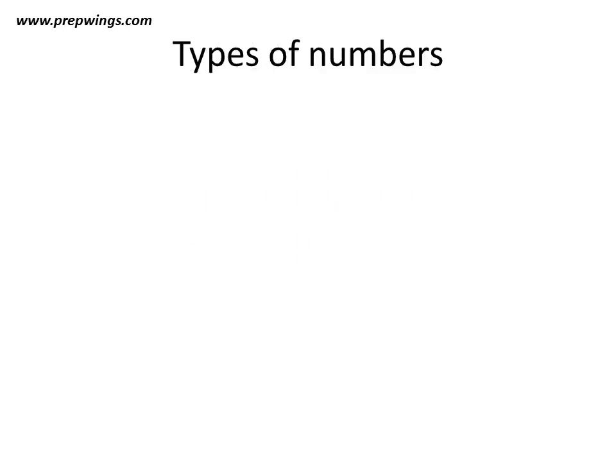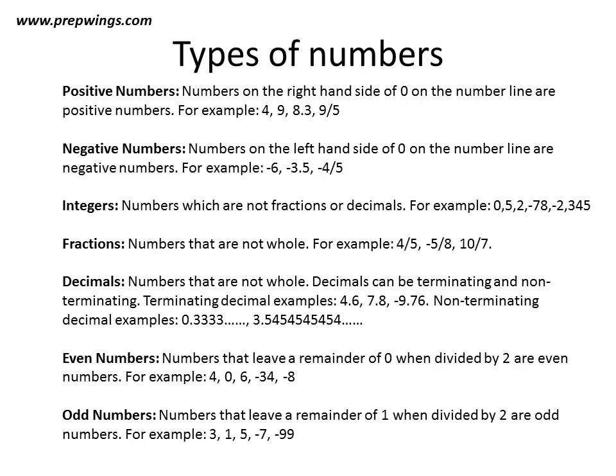Okay. Now we look at a few types of numbers. So here we see first positive numbers. As we have seen before, positive numbers are the numbers on the right hand side of 0 on the number line. So for example, 4, 9, 8.3 and 9 by 5. All these lie on the right hand side of 0 on the number line, and those are positive numbers. Now coming to negative numbers. Negative numbers are the numbers that are on the left hand side of 0 on the number line. So for example, -6, -3.5, -4 by 5, all these are negative numbers.